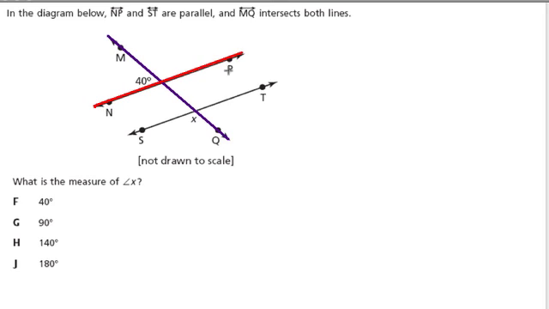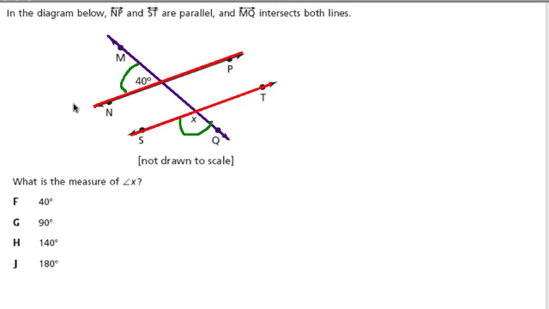And then here is ST. So those two lines are parallel, and this purple line's cutting across them. That's a transversal. We want to know in this case what's the measure of angle X right here. So this is the only angle we know right here. There's a couple ways to solve this.